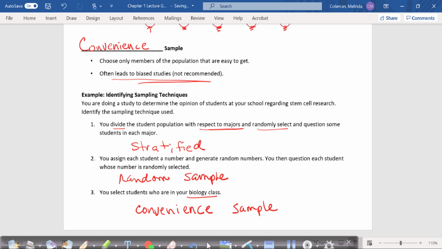All right, and that concludes section 1.3, and also concludes chapter 1. So we're going to be working into chapter 2 next.